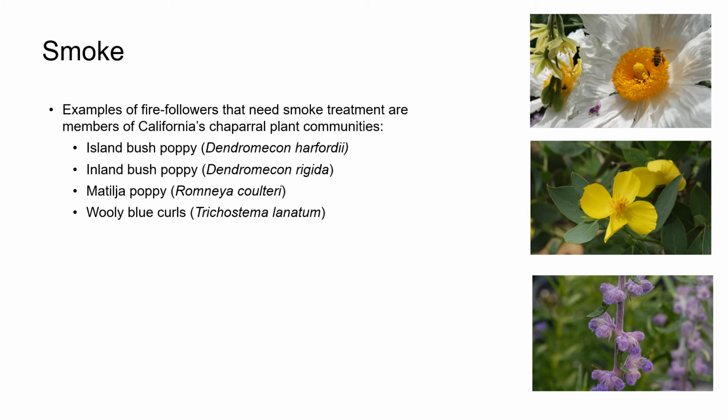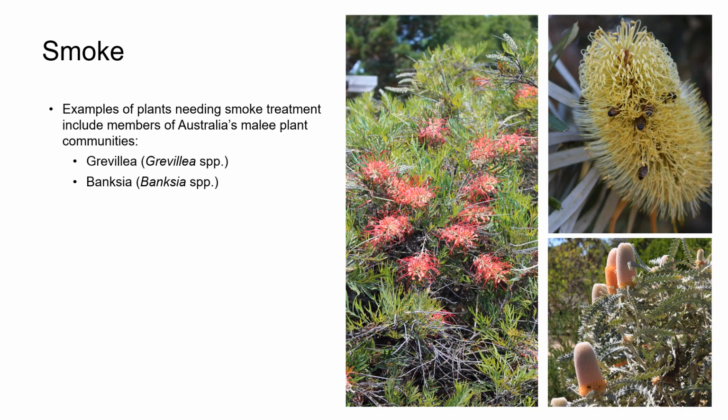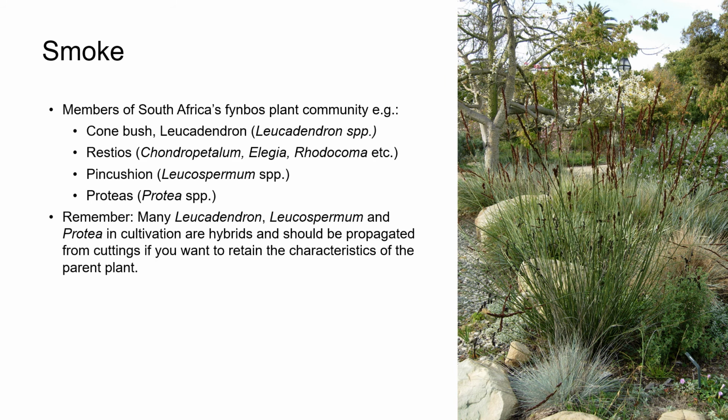Examples of California native fire followers that need smoke treatment are many members of California's chaparral plant communities, including island bush poppy and the inland bush poppy, Matilija poppy, and woolly blue curls. Examples of popular Australian plants needing smoke treatment are some of the grevillea and some of the banksia. And many plants from South Africa's fynbos plant community need smoke to germinate.